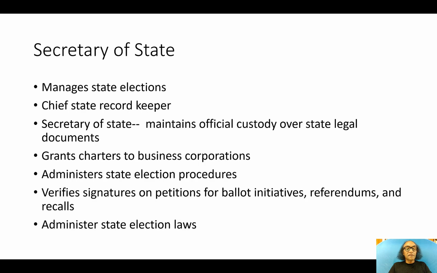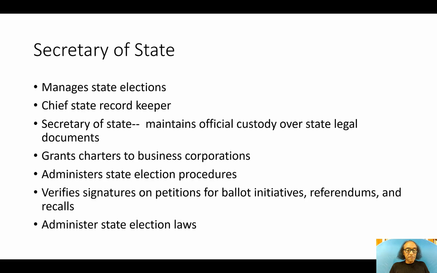The Secretary of State, unlike the Secretary of State of the United States, which deals with matters of foreign policy and so on, the State Secretary of State manages state elections, serves as the chief state record keeper, and maintains official custody over the state's legal documents. If you want to incorporate a business, that's where you would go, to the Office of the Secretary of State, to get incorporated and to get business licenses.